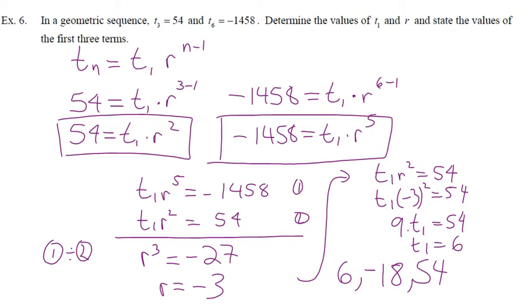Which means that 54R cubed is equal to negative 1458. And R cubed is equal to, right, and then so on. So that's kind of the short way, right? Is to say, well, how do you get from T3 to T6? You multiply by R to get 4, then 5, then 6. Multiply by R 3 times. Which means that 54R cubed is this, R cubed is this, and then R is negative 3.